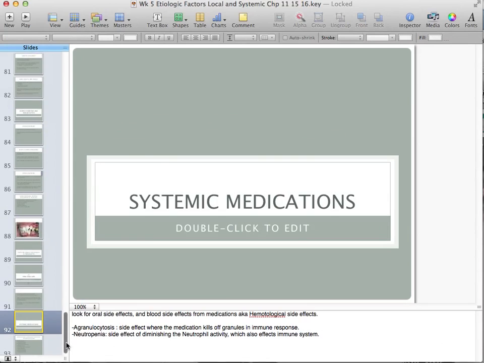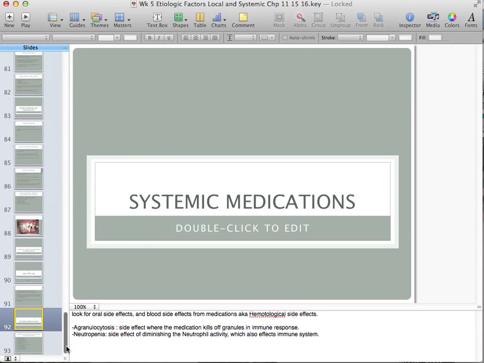And then lastly, systemic medications. So if you take some medications, they can cause systemic effects that can also affect your mouth. For someone who has systemic medication side effects, you want to look for agranulocytosis, which is a side effect where the medication kills off granules in the immune response. Also, you can have neutropenia, which we talked about is a diminishment in neutrophils.